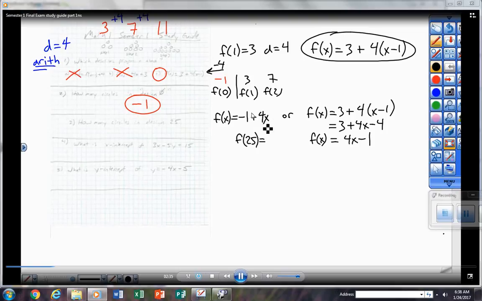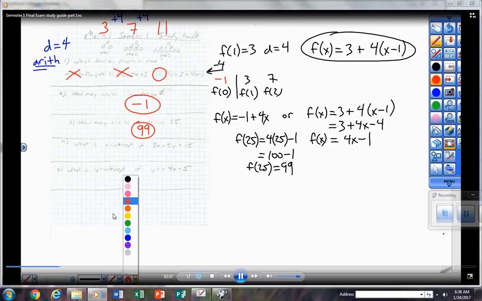So there we go, there's the explicit function. So here where that x used to be, I plug in 25, and I have that -1. 4 times 25 gives me 100, and then 100 minus 1 gives me 99. So there would be 99 circles in the 25th design, or the 25th step.